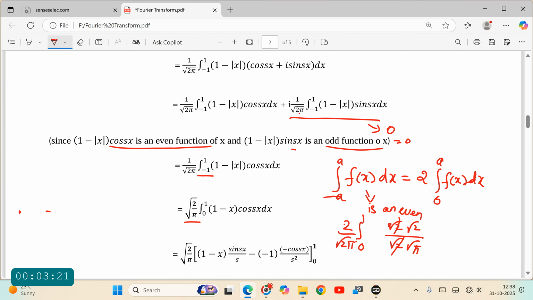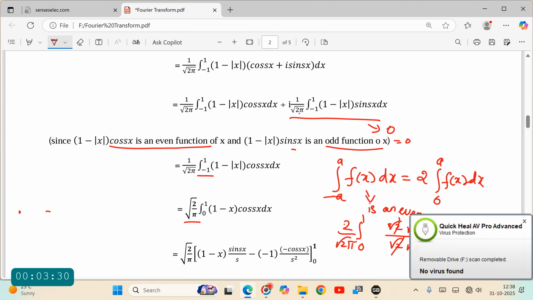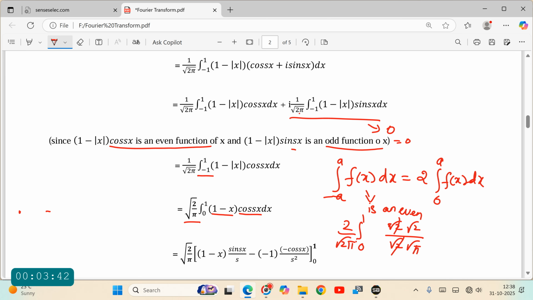Integral 0 to 1, 1 minus modulus x. The portion only there is a positive value, so instead of modulus, you take the positive x only here. So 1 minus x into cos sx dx. In our next step, we use the formula integral u dv. There are two functions, 1 minus x as well as cos sx. We can't integrate it directly because of x, so we use the formula integral u dv. What is the formula? Integral u dv is equal to uv minus u dash v1 plus u double dash v2 minus and so on. So instead of u, we use 1 minus x and the remaining portion is taken as dv.